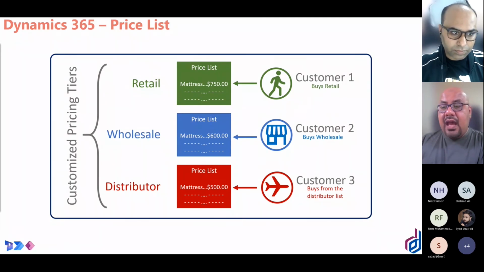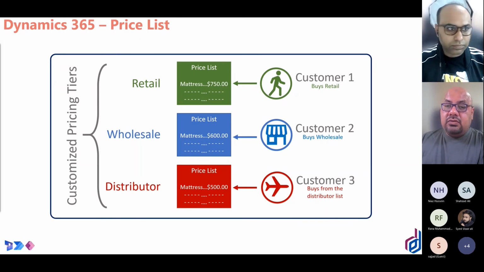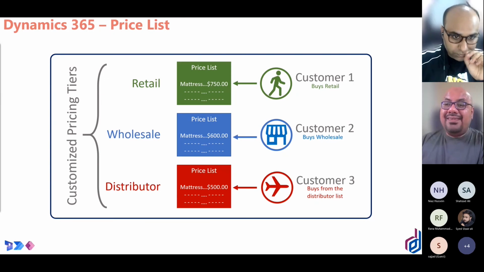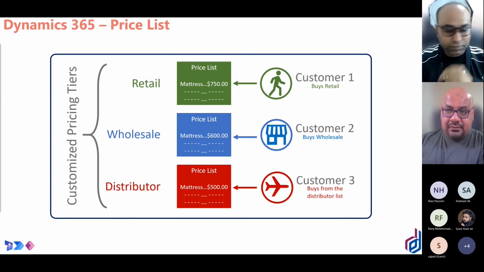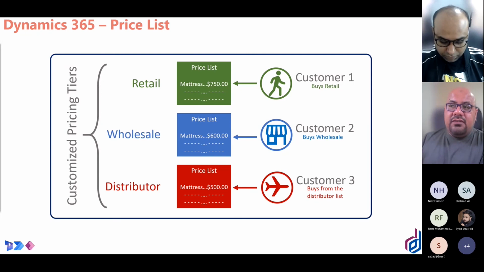In retail, you have the higher price, but for the distributor, you have the lowest price, because the distributor is going to keep their margin also. Wholesale works similarly, because the company that you are going to deal with is going to buy the products in bulk and resell them to their own customers. So this is how you are going to define a price list.